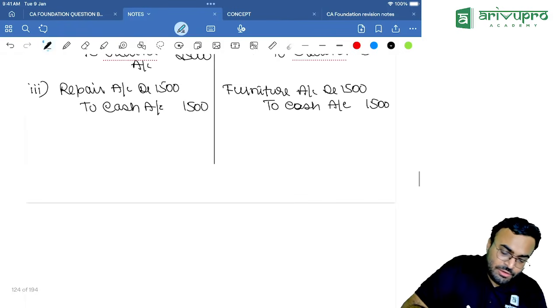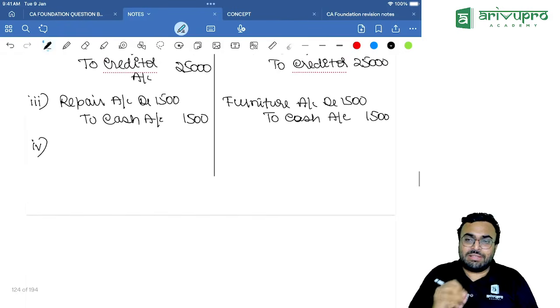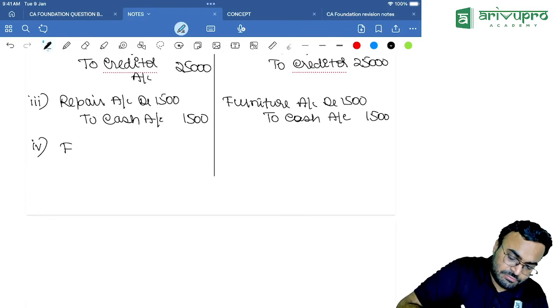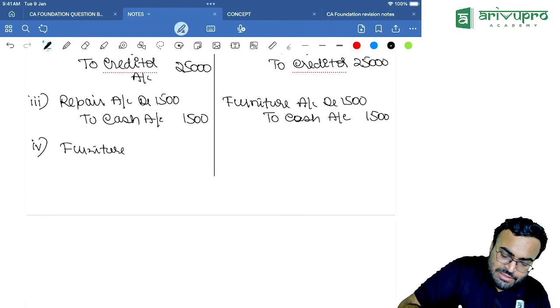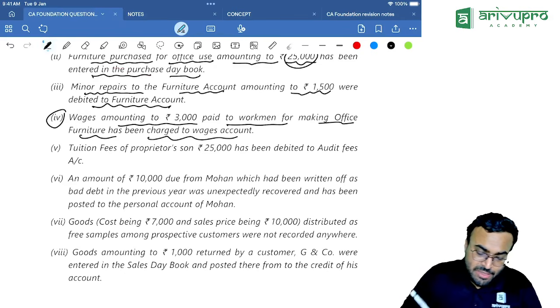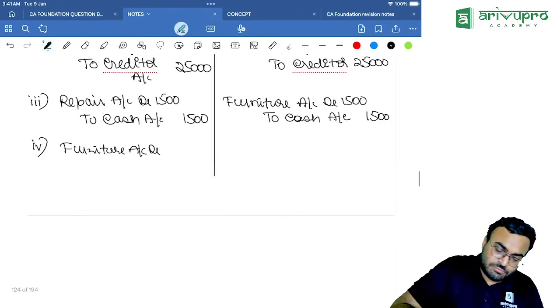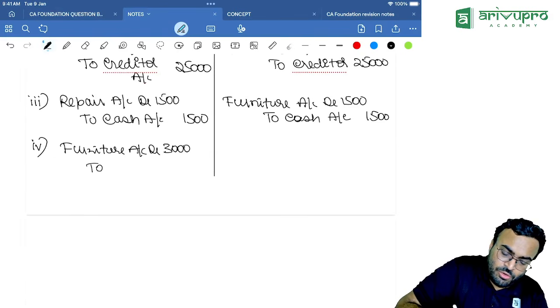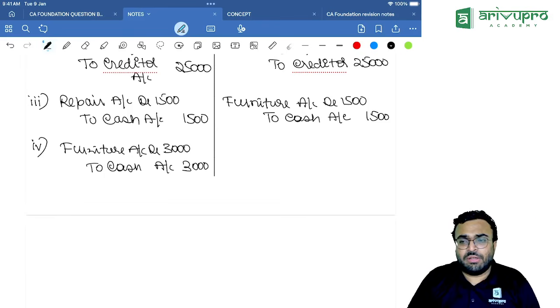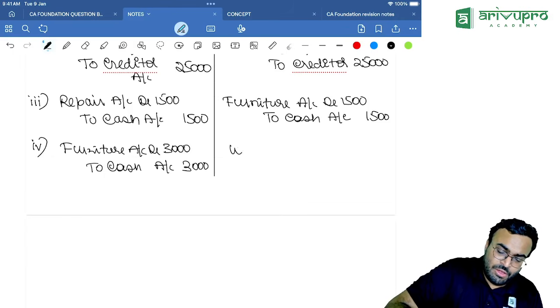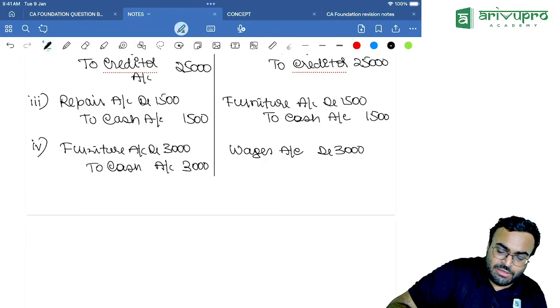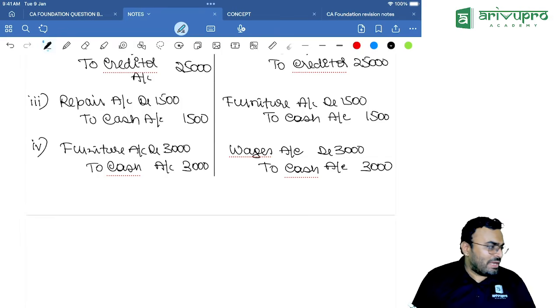So fourth one, you are going to write. What is the correct entry here? Furniture account debited. How much did they pay? 3,000 to cash account 3,000. Clear? What is the wrong entry? Wages account debited 3,000 to cash account 3,000.